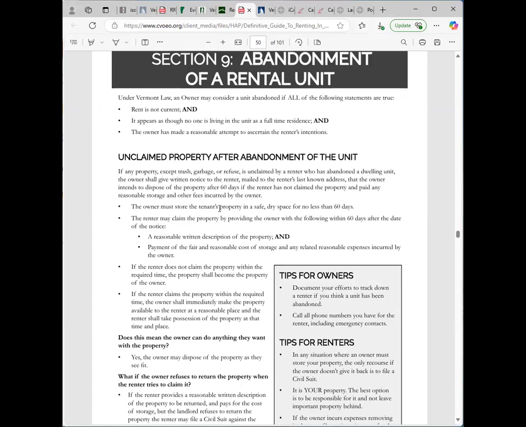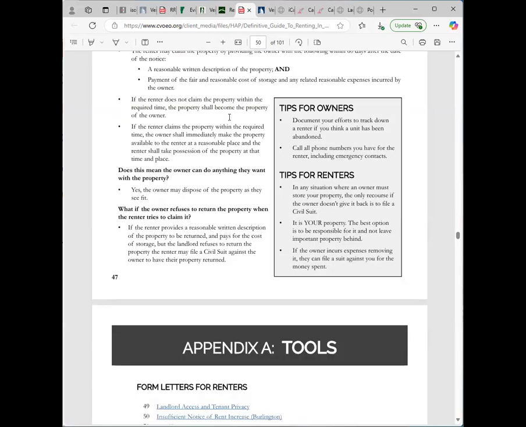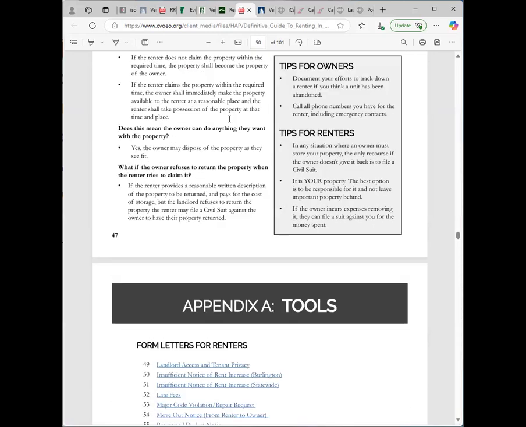And then if the renter doesn't claim their property within the required time, the property shall become the property of the owner. And then the owner can either sell it or dispose of it, whatever. But it's very specific on the unclaimed property after the abandonment of a unit.